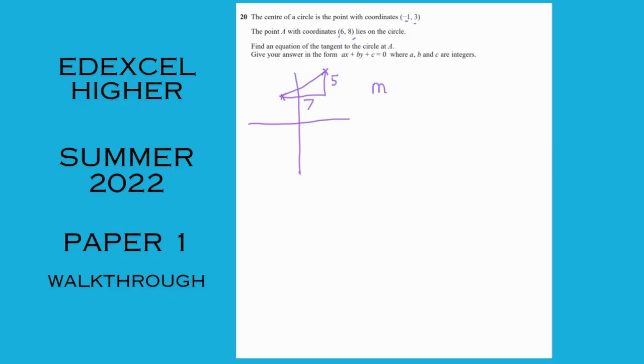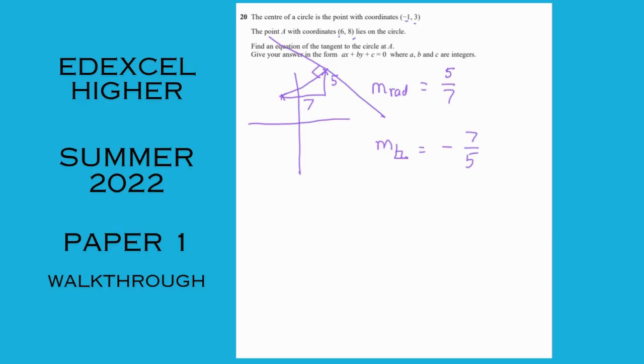We want the gradient of the radius, and that is vertical over horizontal. Now, as you know, with a tangent coming in, that's a perpendicular. So the gradient of the perpendicular is the negative reciprocal. Change the sign and flip.